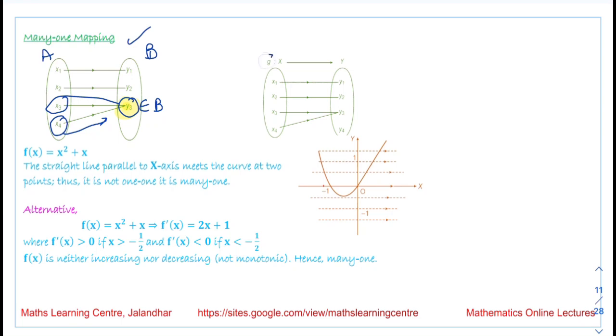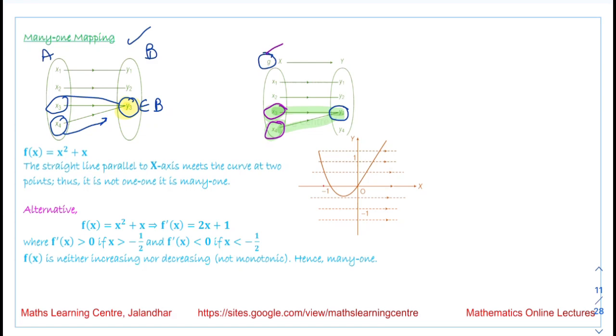Second, we have this function g. Look at this element y3 over here. To how many elements is this y3 mapped? It is mapped to x3 as well as x4. It means this function g is also not a one-one mapping, so it is a many-one map.